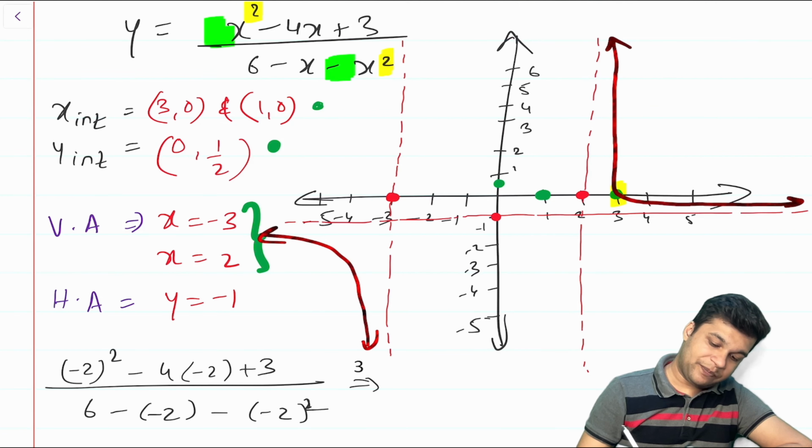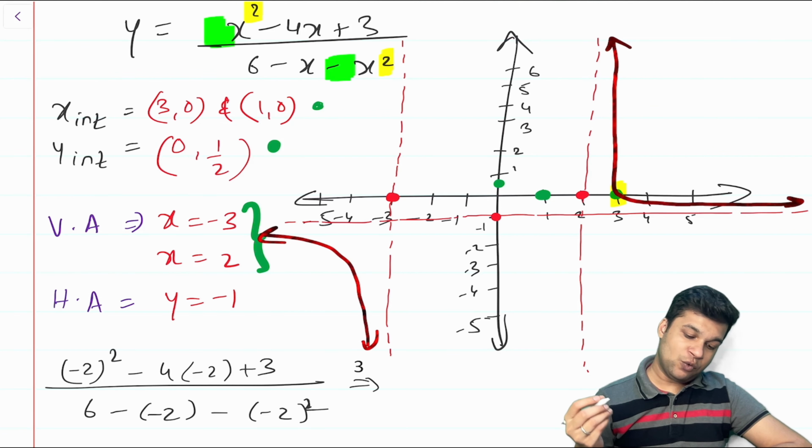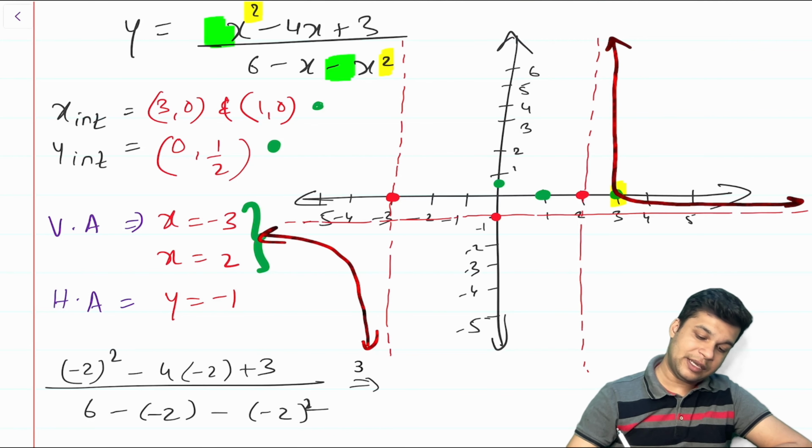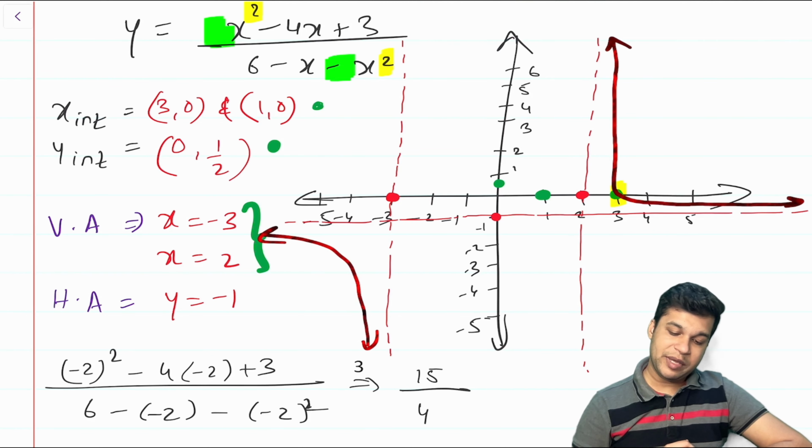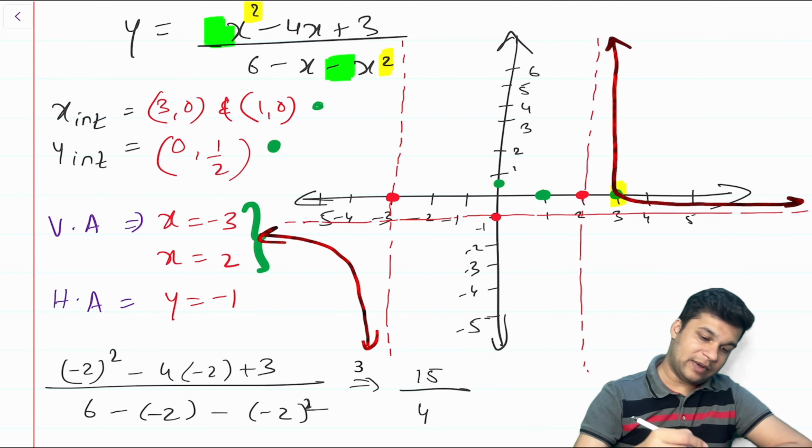So it will be -2 whole square is 4, 4 plus 8 is 12, 12 plus 3 is 15, divided by 6 plus 2 is 8, 8 minus 4 is 4. So this will be 3 point something something. So above the x-axis, right?